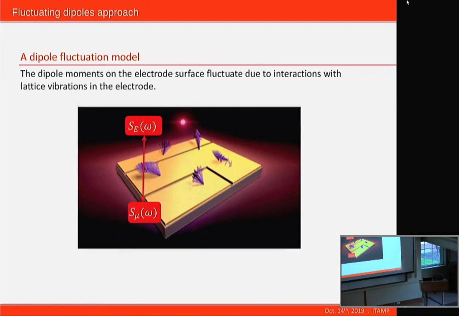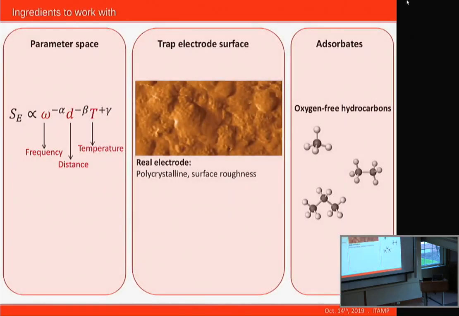So we want to cook up a theory like this. What are our ingredients? The power law, which may or may not work, but we have a rich parameter space: we have frequency, distance, and temperature. And at the other side we have a trap electrode surface, which is very ugly. It has pretty much everything that we would hope it didn't. It is polycrystalline, it has roughness, edges, all sorts of disorder, and on top of that, we have the contamination of the surface. So we have adsorbates, oxygen, hydrocarbons, and all of that contributes to this noise issue. So this is already pretty much too much to deal with.